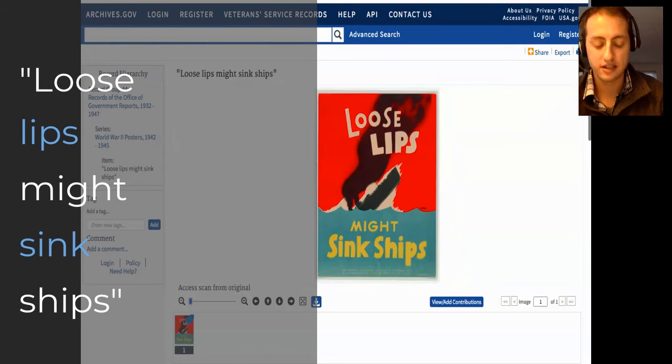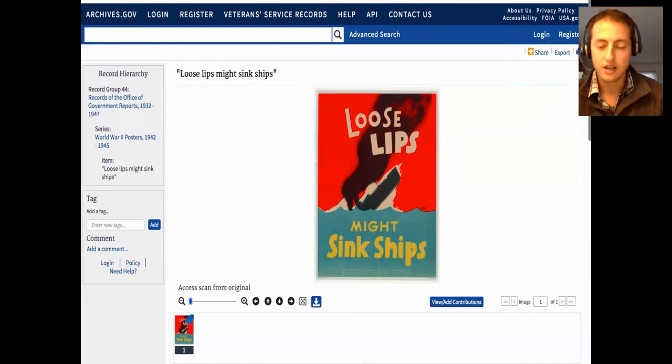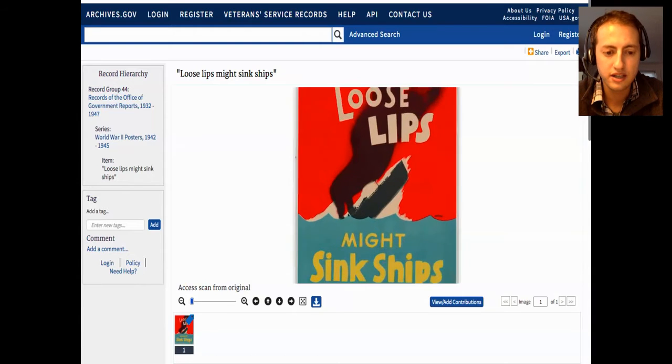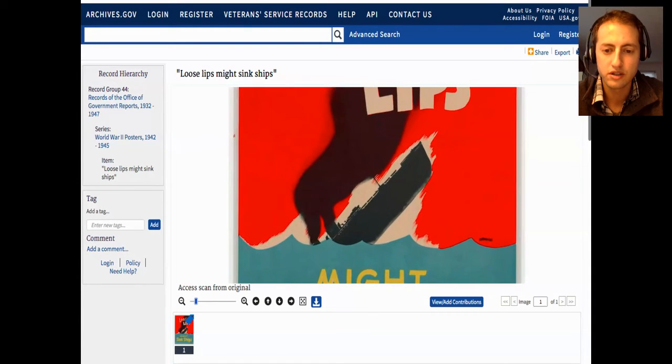We see it says loose lips might sink ships. And if I take a look at the other poster, it's going to help me figure out what that means. I'm also going to zoom in. I just want to see everything a little bit more closely.